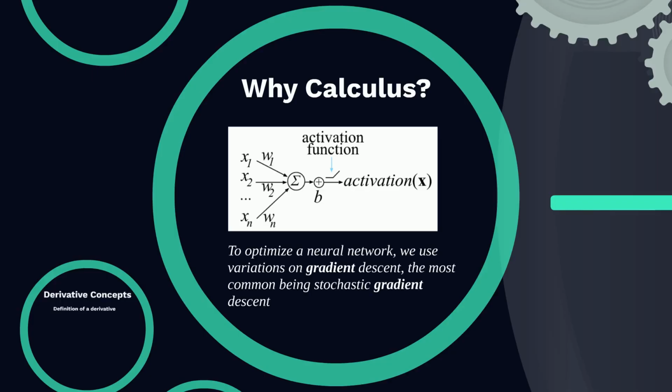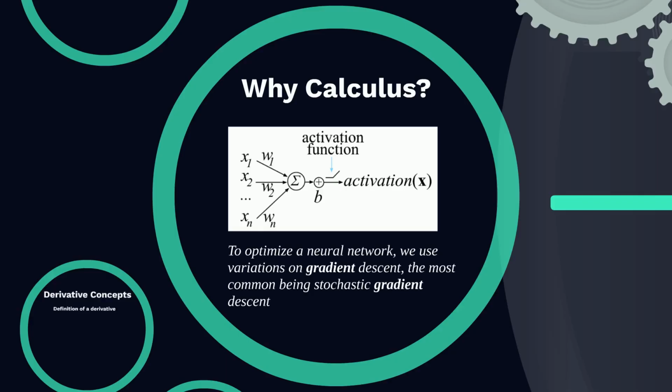And to optimize this, we have to update the weights, W1, W2, all the way to Wn, after each iteration to improve the performance or reduce the loss of our network. And that is accomplished using gradient descent. And gradients are going to be calculated with multivariate calculus. So derivatives go into that.